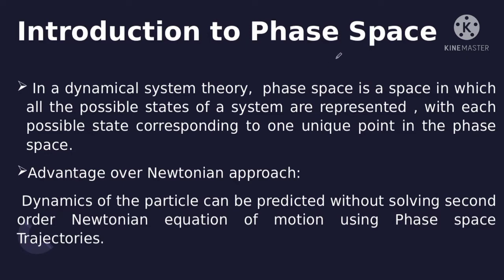So this is a basic introduction to phase space. In dynamical system theories, let me describe the approaches we have in classical mechanics. In the first approach, we use Newtonian mechanics. In the second approach, we have Lagrangian mechanics, and in another approach, we have Hamiltonian mechanics.